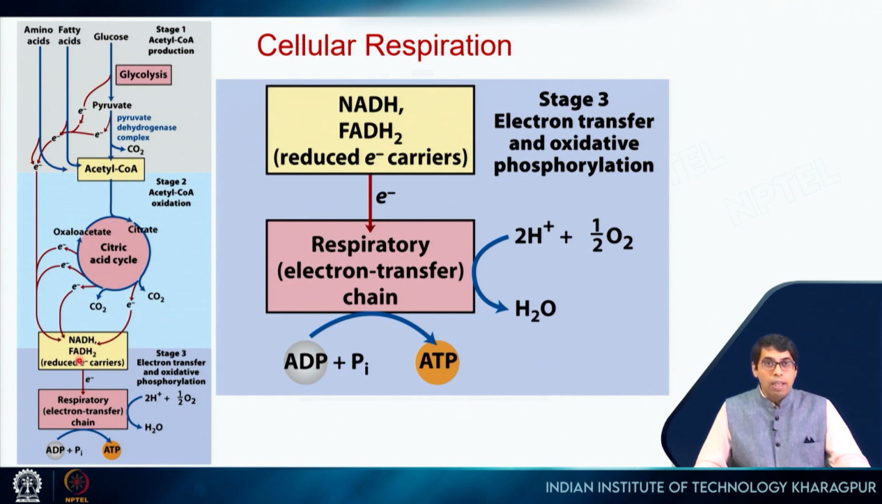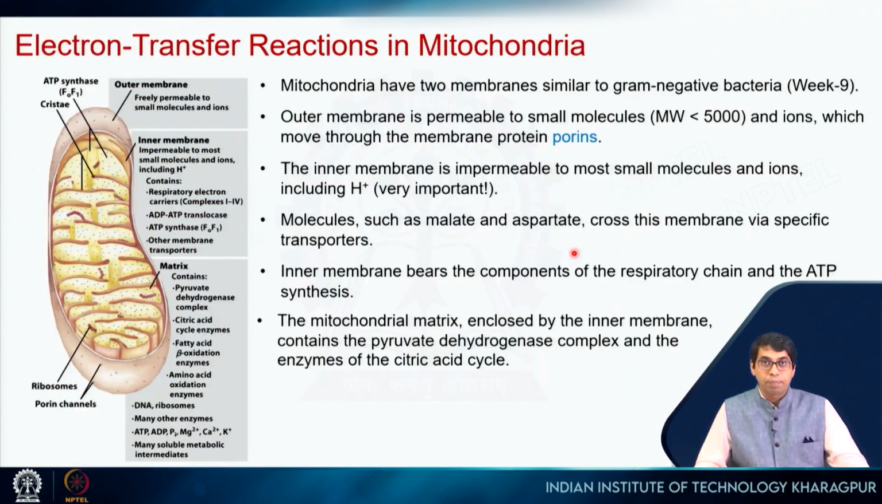Now, these electrons have to be ultimately given up to oxygen to form water, and the energy released will be used to synthesize ATP from ADP. So, this is phosphorylation and this is oxidation. These two steps are coupled together, resulting in the step called oxidative phosphorylation. So, electron transfer and oxidative phosphorylation, that is what we are going to look at.